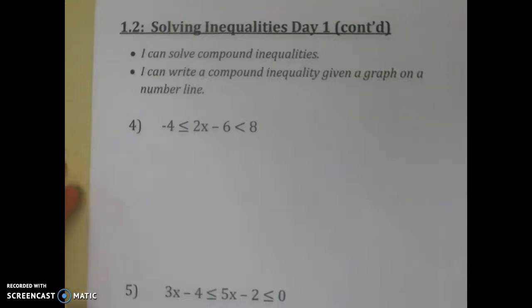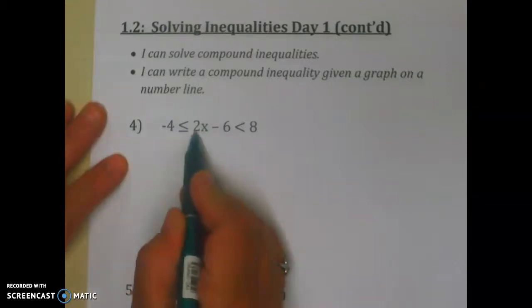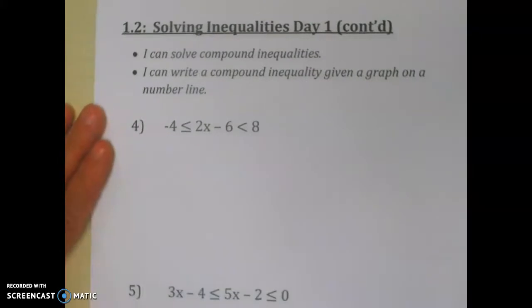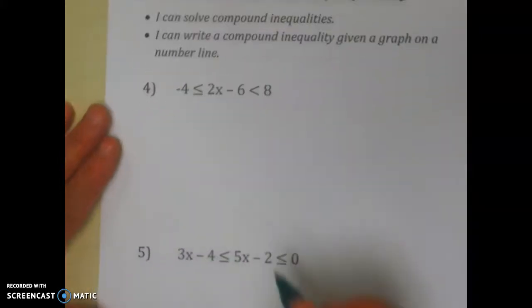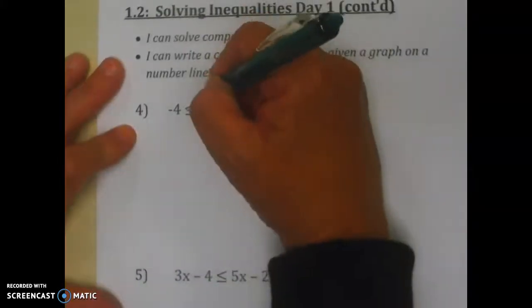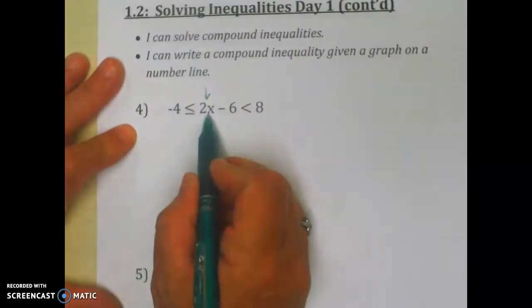The first type of compound inequality we have is like this, where you've got your variable in the middle of two other things. And there's two different ways that you can do these. So number 4, I'm going to do the first way, and that's to focus on your variable. Keep my variables in the middle. I need to get that variable by itself.